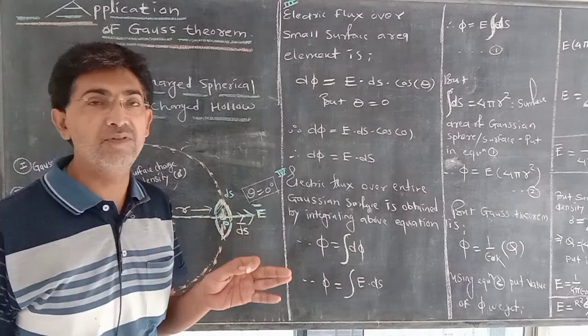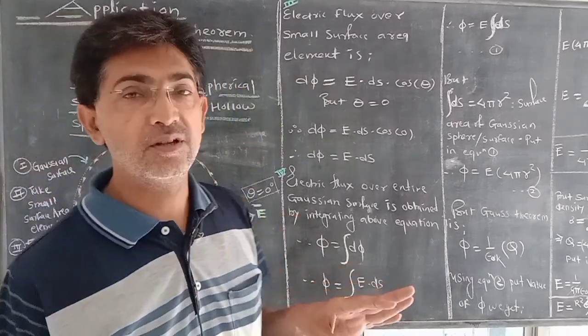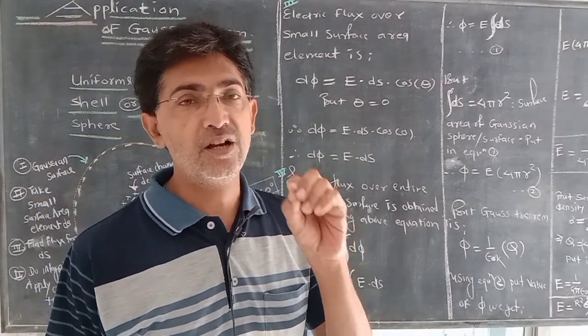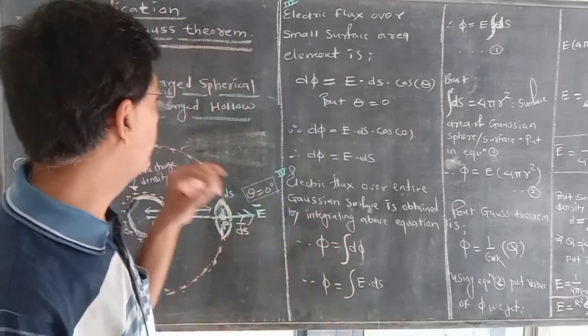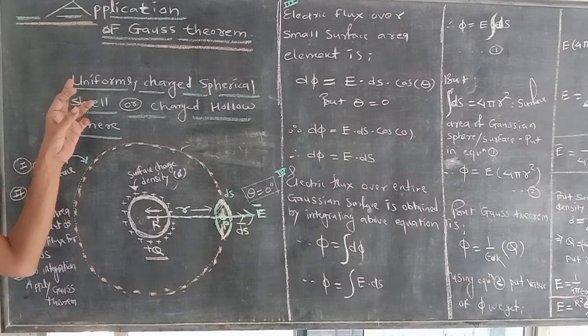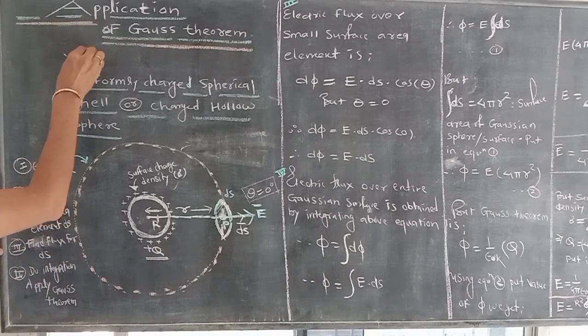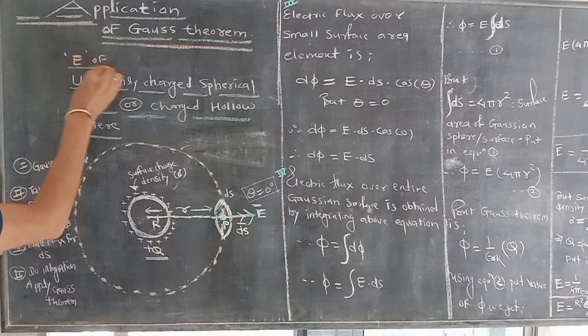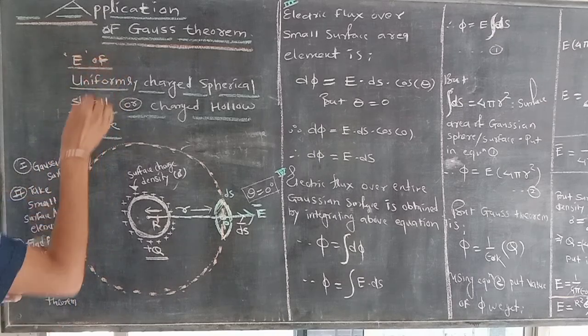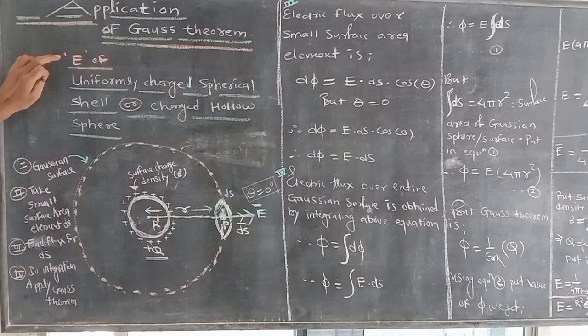You know the value of intensity for a point charge, that is 1 upon 4 pi epsilon naught k, q by r square. Now that concept we have to extend from a point charge to a charged body. So the very first application is to find the electric field intensity E of a uniformly charged spherical shell or charged hollow sphere.